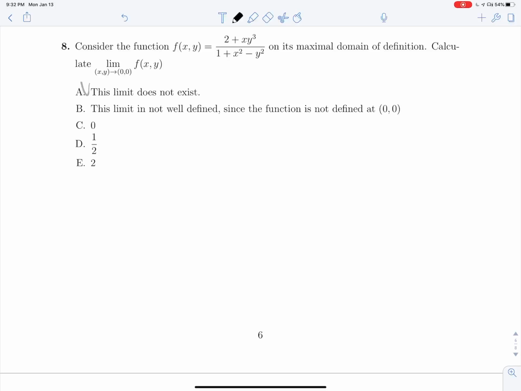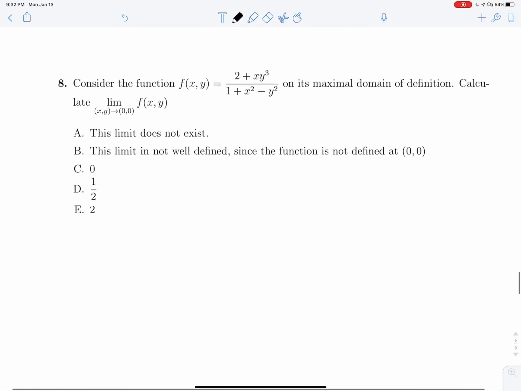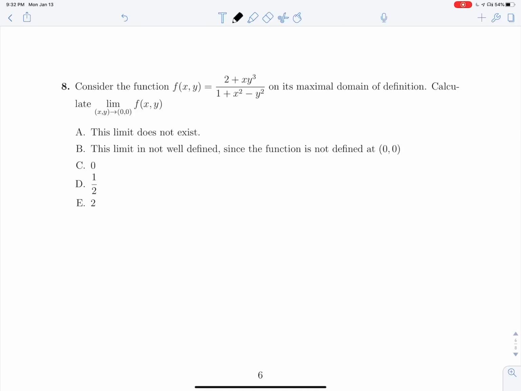Let's consider this function on its maximal domain of definition. Calculate this limit right here. It looks like I have a little, oh, there we go, it disappeared. Okay, let's calculate this limit. This question is a great example of how it's super easy to overthink one of these limits. When I was taking a look through this exam right before I took it, just to make sure there weren't any big traps that I didn't want to fall into on recording and then have to go back and fix.